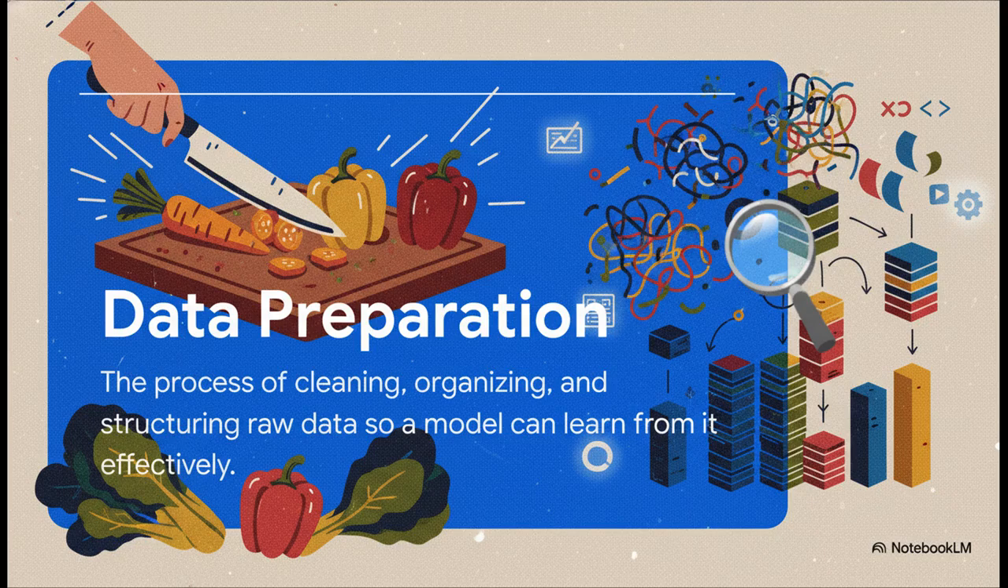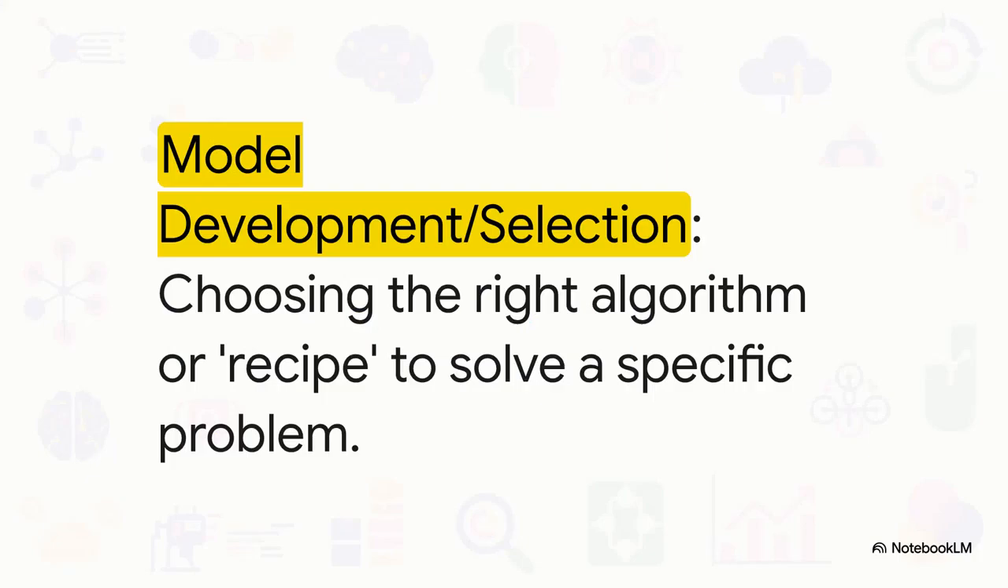Think of it like a master chef getting ready to cook. You don't just dump all the ingredients in a pot, right? Nope. You have to clean them, chop them, get everything organized perfectly. Raw data is exactly the same. It's messy, so it has to be cleaned up and structured so the model can actually understand what it's looking at. So once our data ingredients are all prepped and ready, it's time to pick the recipe.